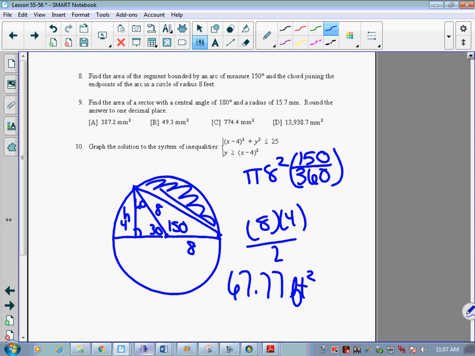All right, so the basic principle here is take the area of the sector and subtract the area of the triangle, right? What you're going to be left with is that bounded region that they're referring to, okay?